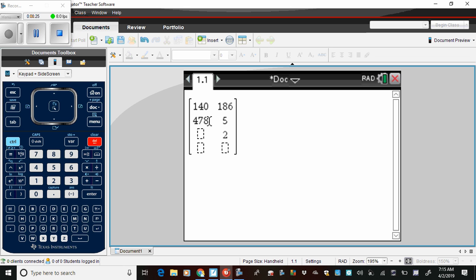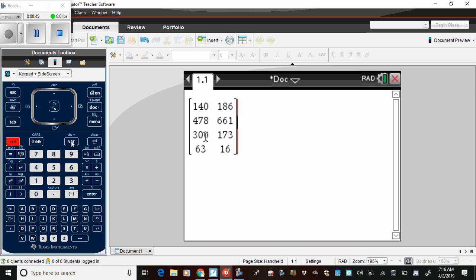478, 661, 300, 173, 63, and 16. And then I'm going to store this as a variable. So how we store things, where that var is above the 9, if I hit Control, var, it gives me a little arrow and it can store it as a variable. So I'm just going to store it as A.